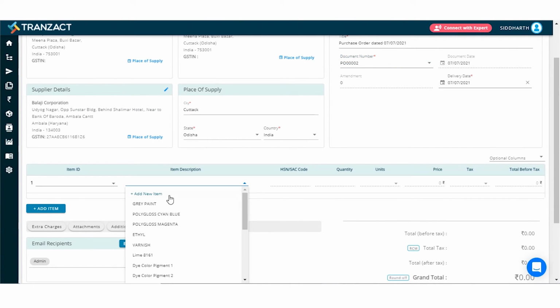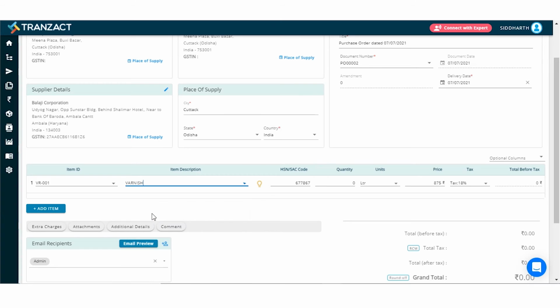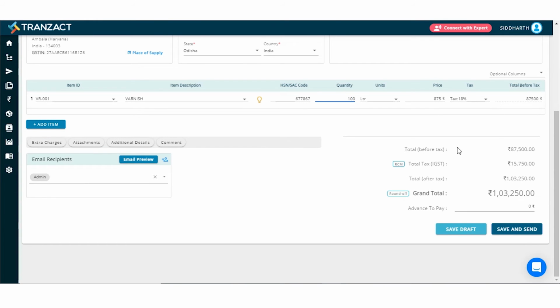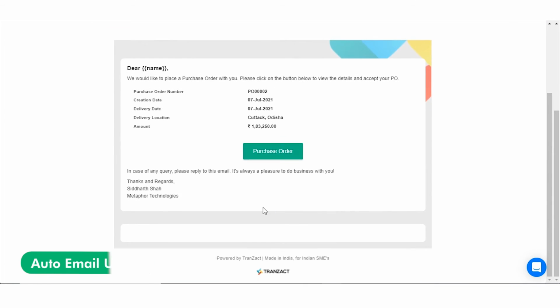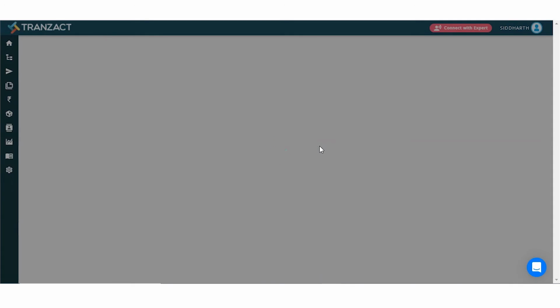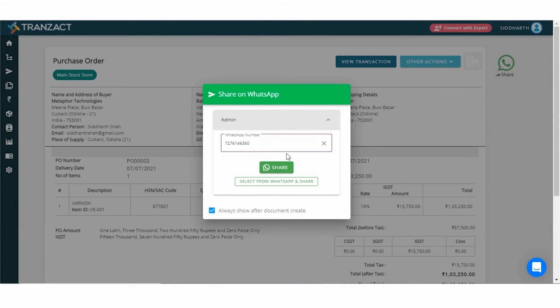Coming to documentation, the strong integration of inventory with sales and purchase is exactly what Siddharth was looking for. Moreover, Siddharth is able to standardize his communication, making it a lot more professional.